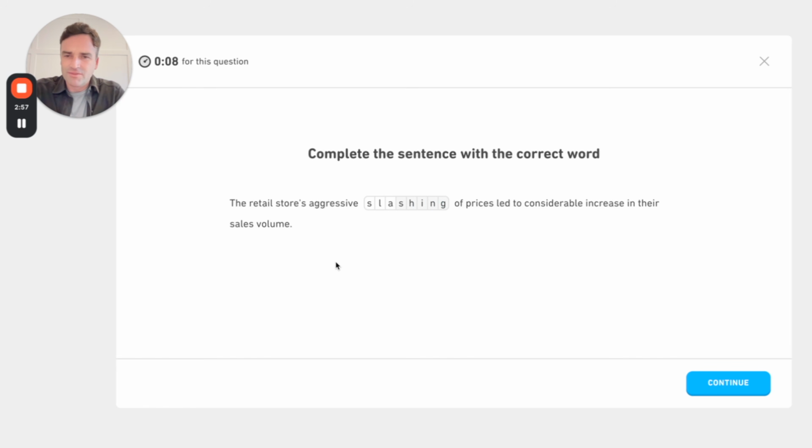Slashing? Ooh, tricky. Aggressive slashing of prices. Okay, yeah, that's very colloquial actually. Slashing of prices.